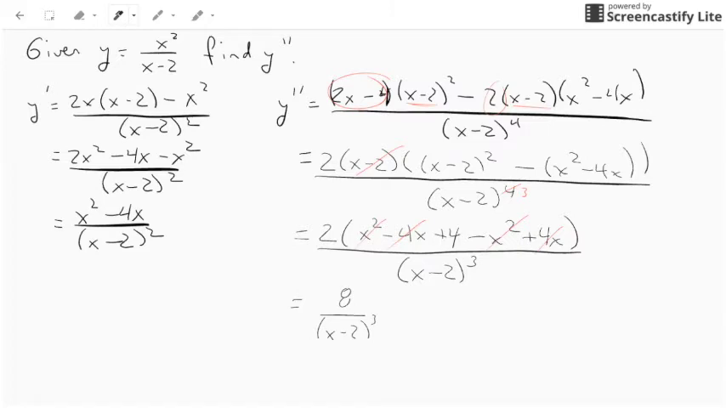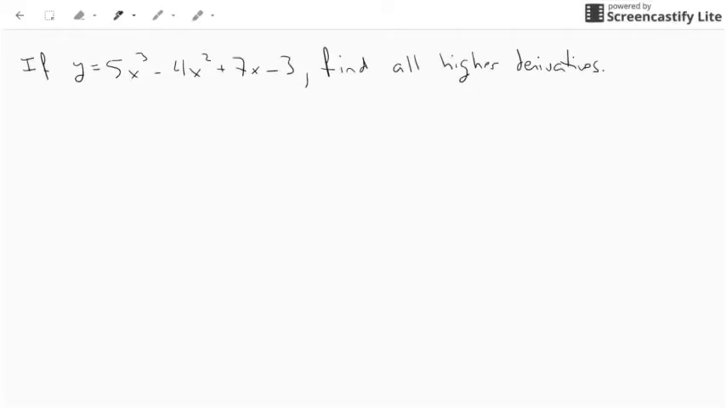Let's take a look at some other examples. In this question, we read that y is equal to 5x cubed minus 4x squared plus 7x minus 3. We're going to find all of the higher derivatives. This one is a little bit different than the one that we just did because this is a polynomial, not a rational expression. So things behave a little bit differently here. Things will naturally simplify as we go along.